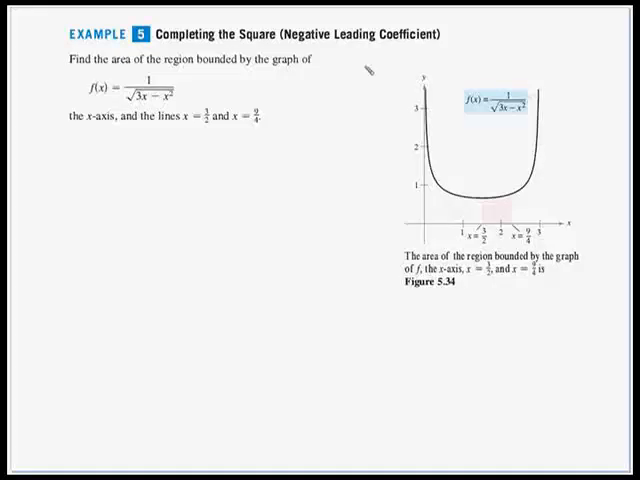In example 5 here, they're asking us to complete the square again, this time with a negative leading coefficient. It says find the area of the region bounded by the graph of this function, the x-axis and the lines x is 3/2 and x is 9/4. So here's x is 3/2, x is 9/4. Here is our curve above. We want to find the area under that curve, since that curve is positive across our entire interval.